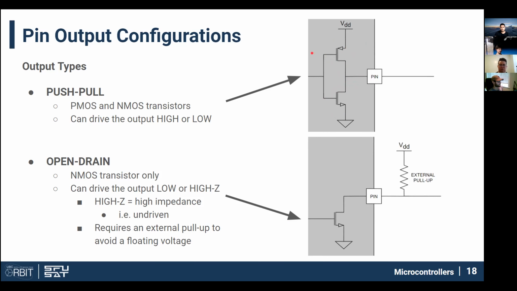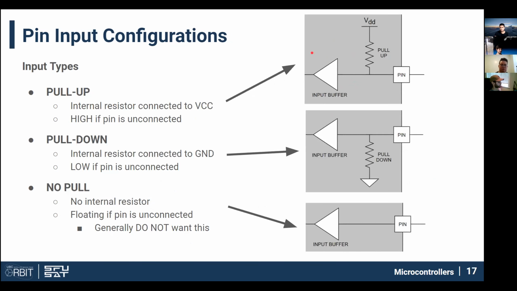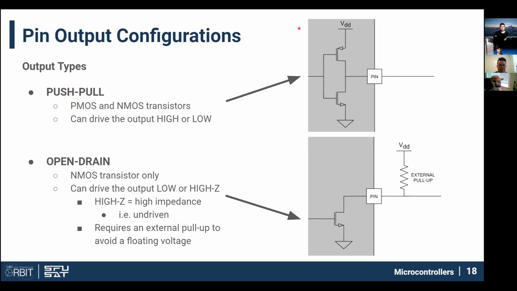Floating pins can also be extra dangerous in space because you've got ionizing radiation that can generate a signal on those pins when you're not expecting it. So in general, don't float pins if you're going to actually use them. Back to the output side.